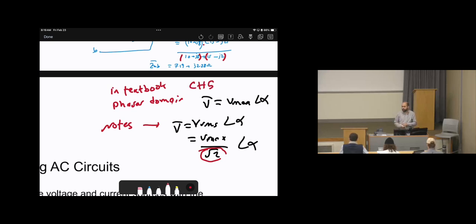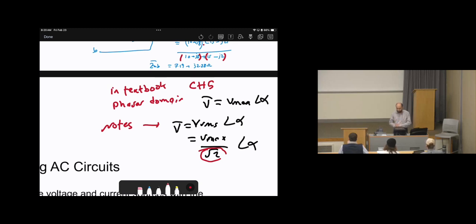So why is there a difference? Basically, in the phasor domain, there are two opinions. Some people say, let's use the max notation. Some people say, let's use the RMS notation. So the textbook in chapter 5 uses the max, while some other textbooks use the RMS. Personally, I prefer to use the RMS, not the max representation.